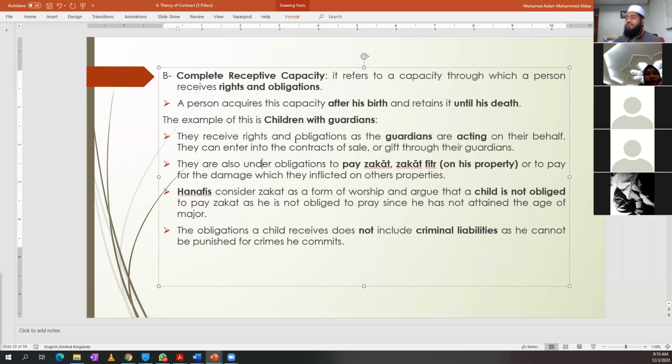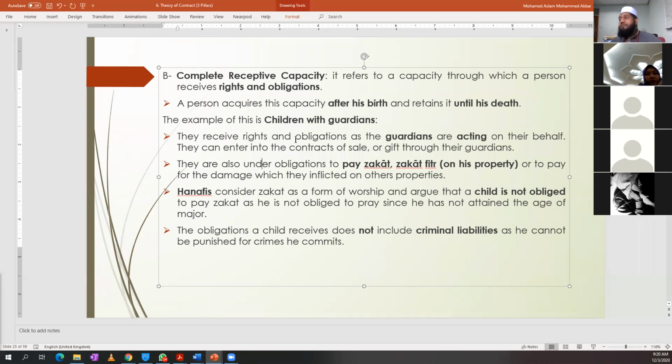According to the Hanafis, a child is not obliged to pay zakat, because he has nothing to do with praying and nothing to do with fasting, so why should he pay zakat? But the majority of scholars say he should pay zakat. That's because zakat is not from him, it's from the property. The property is still functioning, and as long as you are generating or maximizing the profit from the property, from the business, then you have to pay zakat.